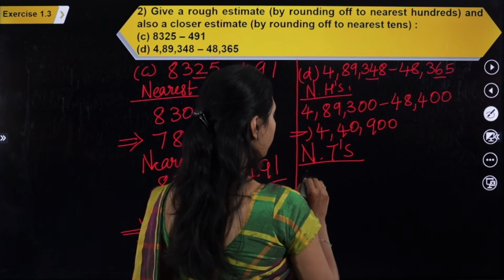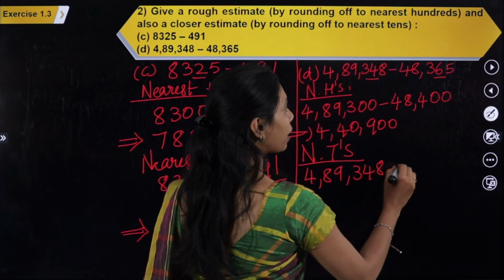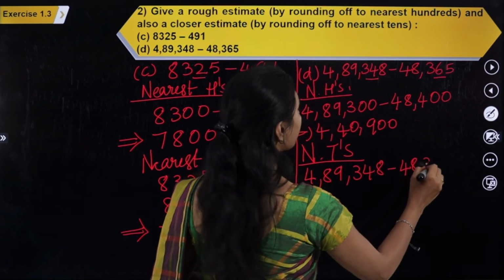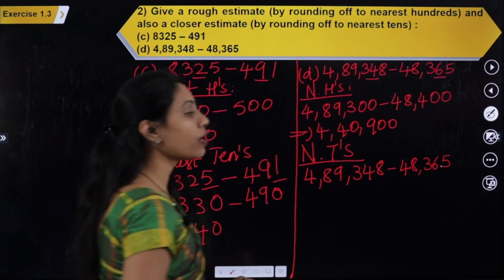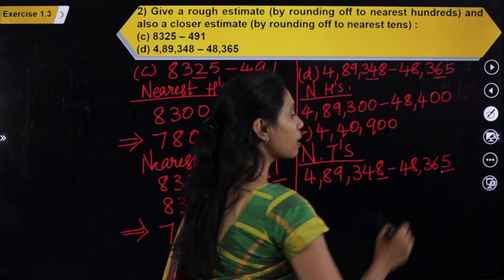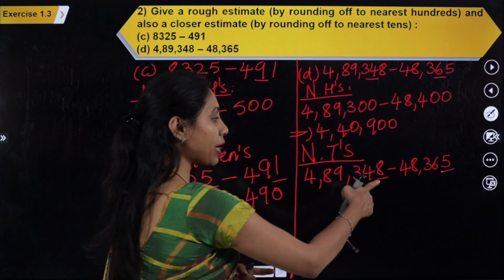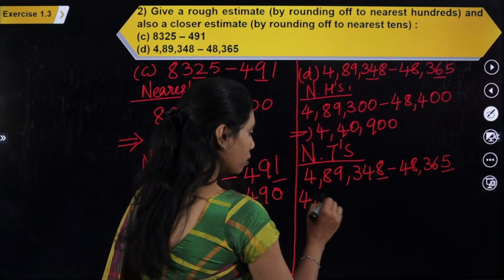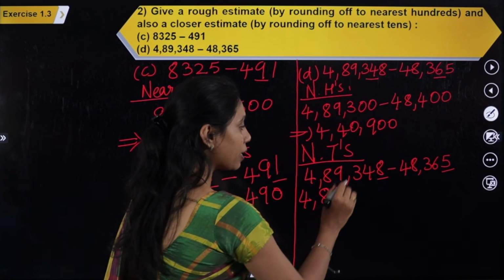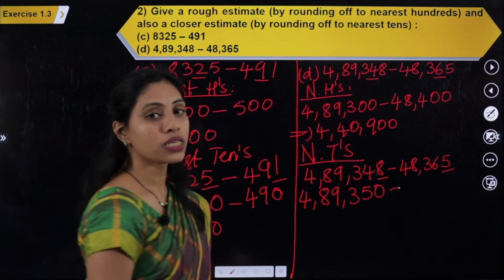Now, I am taking the number 4,89,348 minus 48,365. In order to find the number close to its tens place, we have to underline its ones place. Here the ones place is 8. So, 8 is greater than 5, so we will be adding 1 to the number before, that is 48934. 4 becomes 5, and the underlined digit becomes 0.